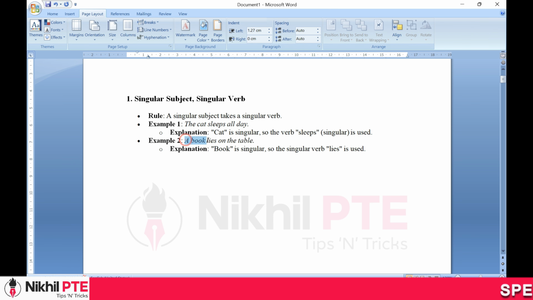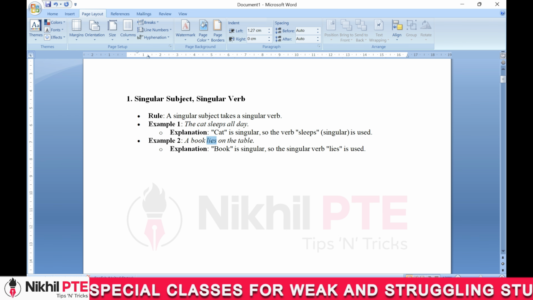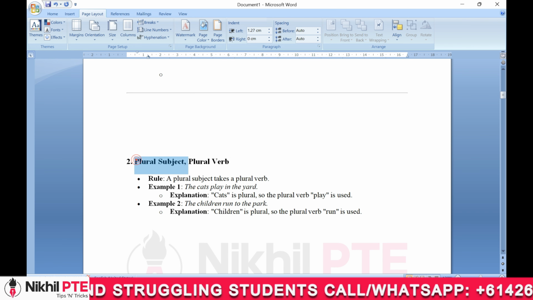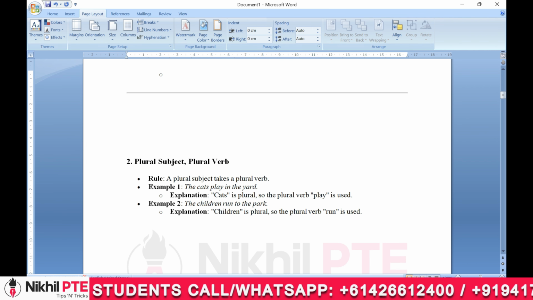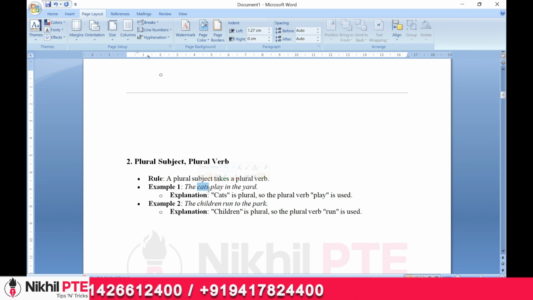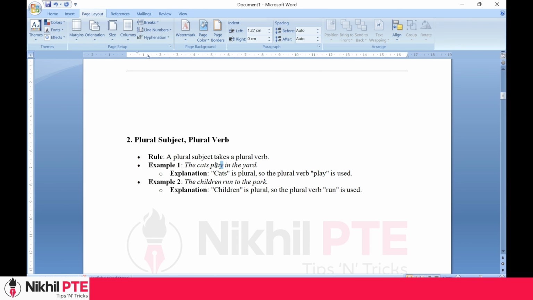One more example: a book lies on the table. Book is singular, so s or es with the verb. Second is a plural subject, plural verb. The cats play in the yard. Cats are plural. So that is why play, we are using only play, not s or es.